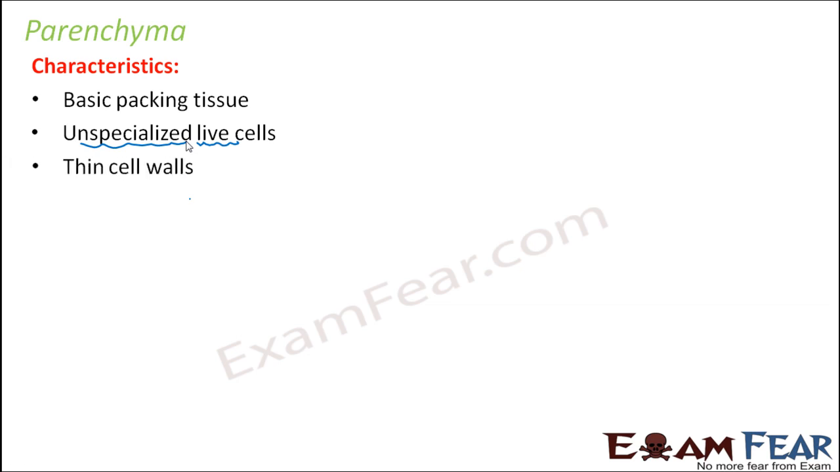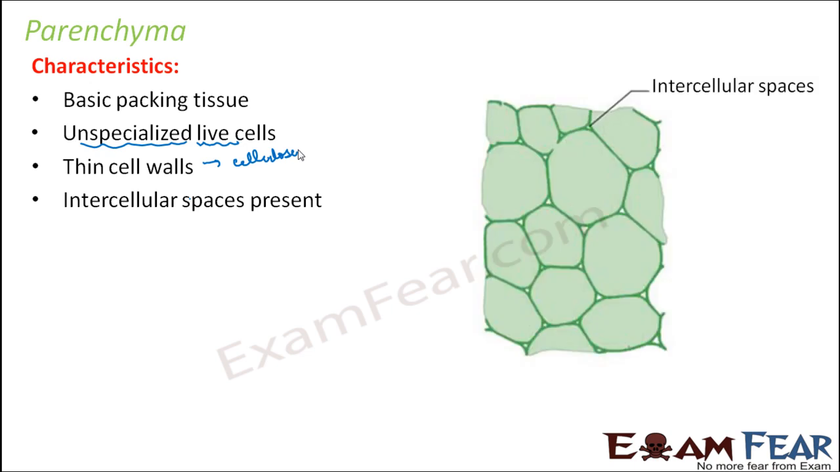They have thin cell walls, and the cell walls are made up of cellulose. So cellulose is the composition of the cell walls. Intercellular spaces are present, so there are some gaps between two cells of parenchyma. So somewhat like this. Here you can see these round shaped cells are the parenchyma cells, and the spaces in between are the intercellular spaces. So a little bit of intercellular space is also there. So this is your basic packing tissue.